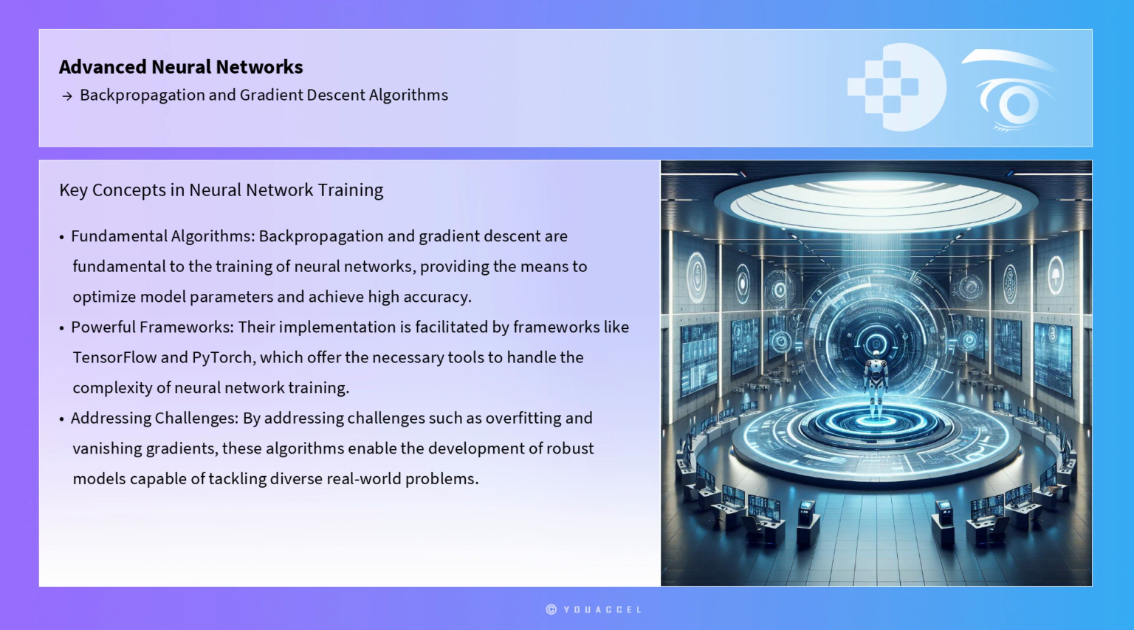In conclusion, backpropagation and gradient descent are fundamental to the training of neural networks, providing the means to optimize model parameters and achieve high accuracy. Their implementation is facilitated by powerful frameworks like TensorFlow and PyTorch, which offer the necessary tools to handle the complexity of neural network training. By addressing challenges such as overfitting and vanishing gradients, these algorithms enable the development of robust models capable of tackling diverse real-world problems. Professionals equipped with this knowledge and practical understanding of these algorithms can enhance their proficiency in AI implementation, driving innovation and efficiency in their respective fields.